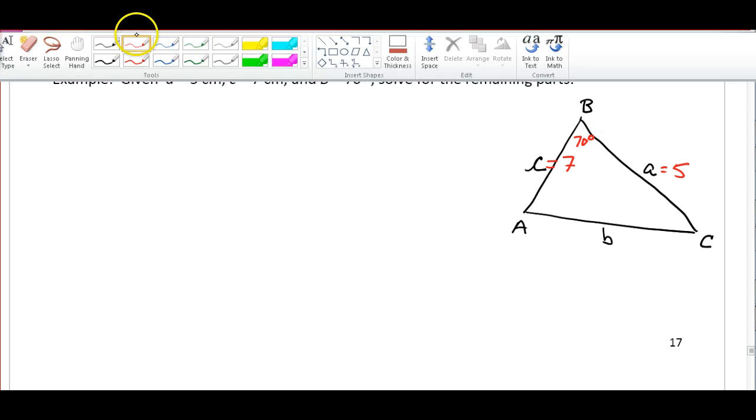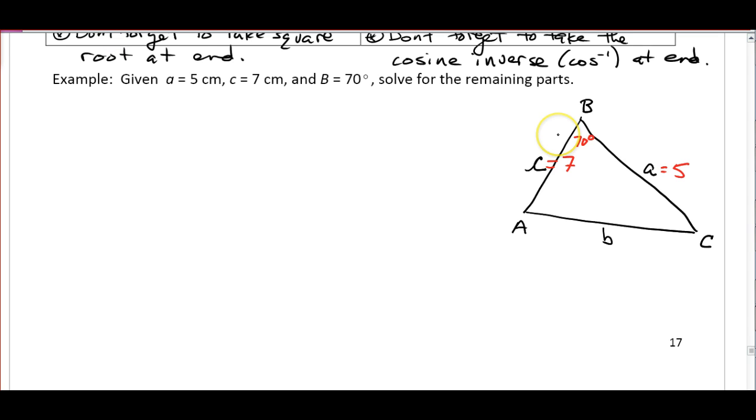Okay, so if you notice, what we have here is 2 sides and the included angle. And before I go any further, I'm going to make my little answer table here. So I've got angles A, B, and C, and I need sides A, B, and C. And this will be required when you take the test. So angle B is 70 degrees, side A is 5 centimeters, and side C is 7 centimeters.